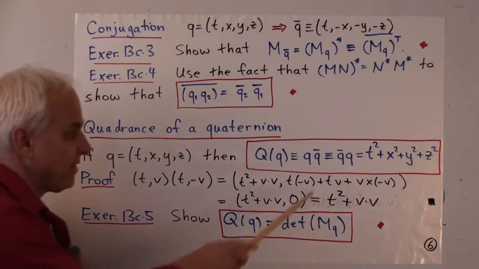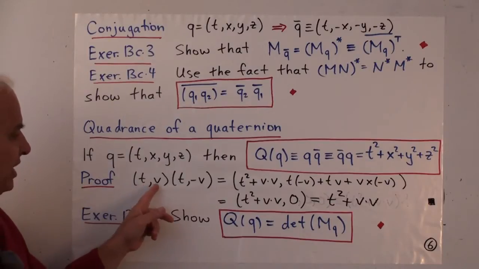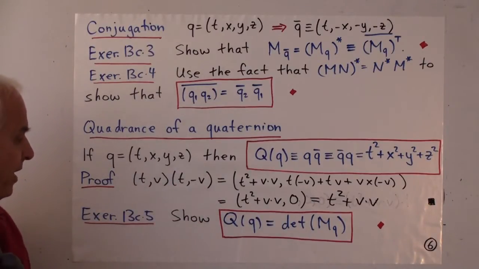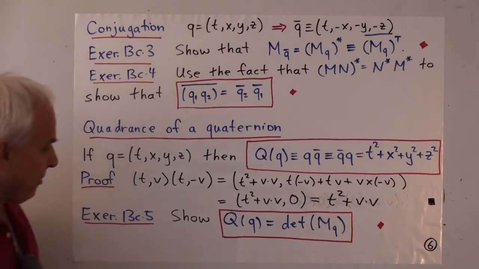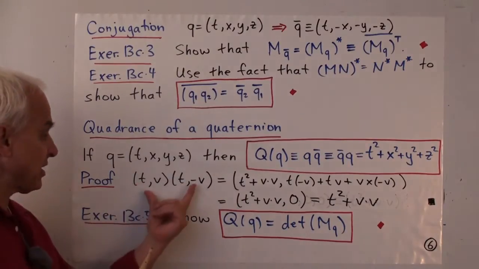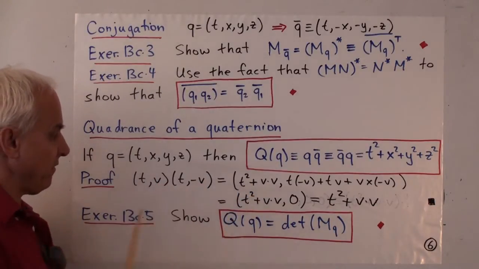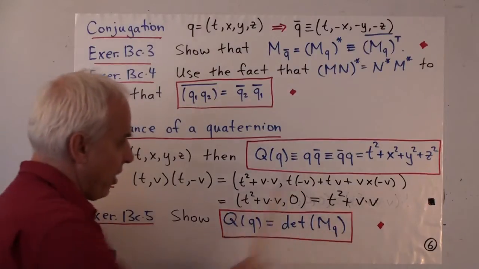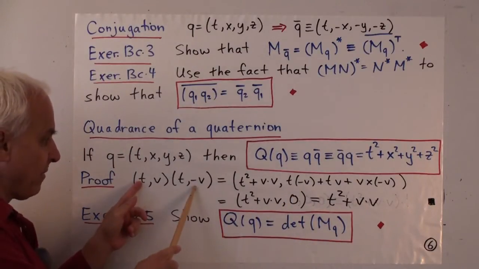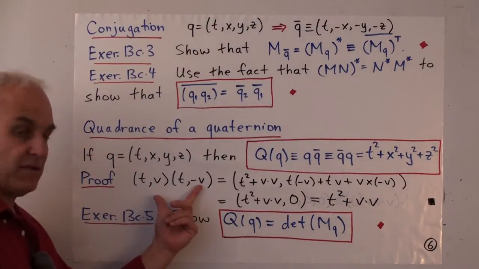All right, so let's prove that this thing here actually equals this. So we're going to write this q as t, v in vector form. So v is a vector, the vector x, y, z. And here's q, and then here's its conjugate. And how do we multiply these things? Well, I remind you that in the vector form, the rule is t times t, so t squared, minus the dot product of these two. So the two minuses give us a plus, and we get plus v dot v. And then the vector part will be t times minus v plus t times v plus the cross product of this v and that minus v.